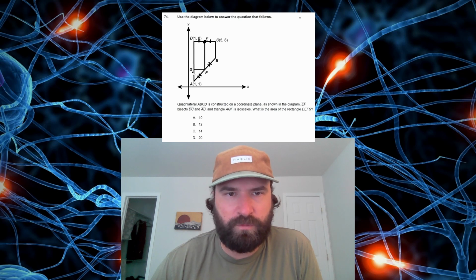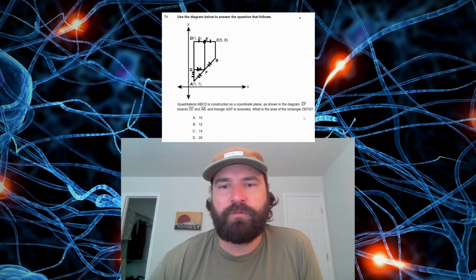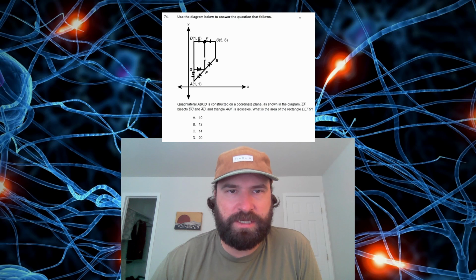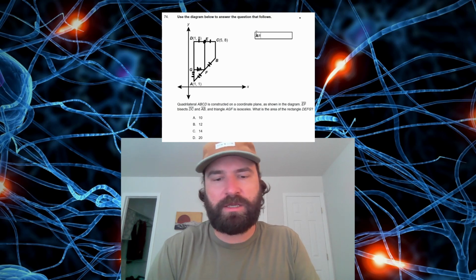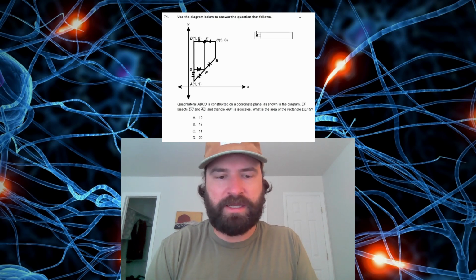So I think that what that's telling us is that this side is the same as this side in this little triangle. So what is the area of rectangle DEFG? DEFG is this upper left rectangle. So we're talking about area. Let's write down the area of a rectangle formula, which is relatively simple. It's A equals length times width.